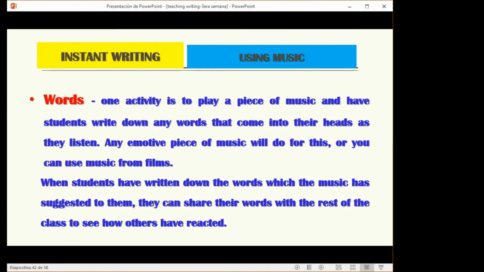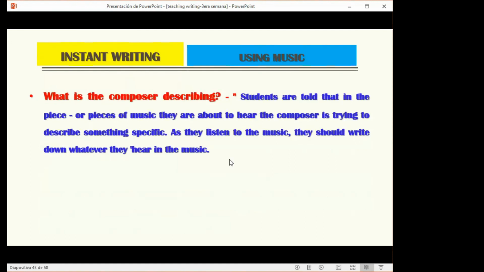Or maybe they have different reactions. For the other person, no, I think it's not that sad. I think it's showing anger. Maybe, because it depends on the feelings, you know, how each person reacts to the music. What is the composer describing?